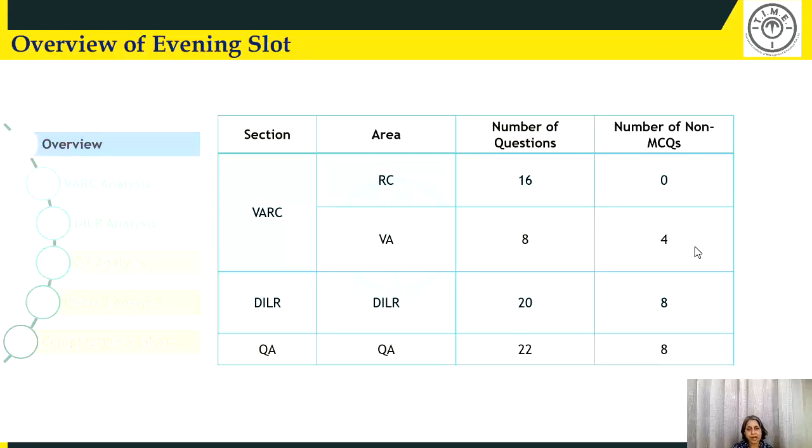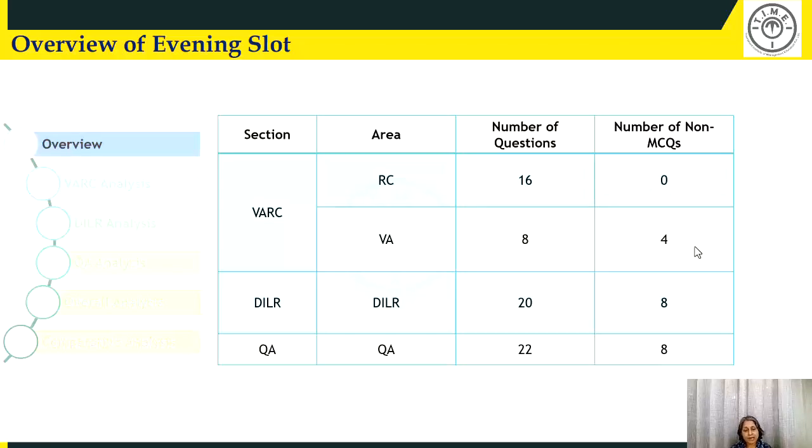That is, in the VARC section, 24 questions, out of which 16 were multiple choice RC questions spread across 4 passages. So 4 questions into 4 passages. So 16 questions there and 8 questions in verbal ability, out of which 4 were multiple choice and 4 were of the type in the answer type.